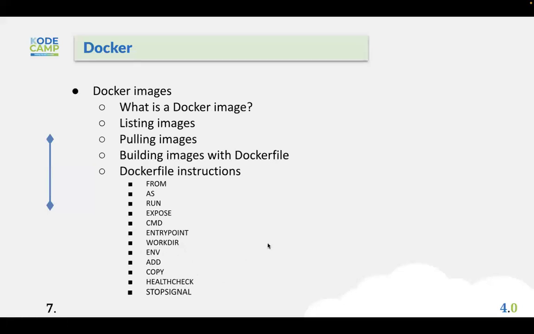STOPSIGNAL basically references the signals on our host machine. Docker emulates the host environment, so STOPSIGNAL can take SIGTERM, SIGINT, and all of that. SIGTERM gracefully shuts down your application, processing every other task and then gracefully shutting down your application.